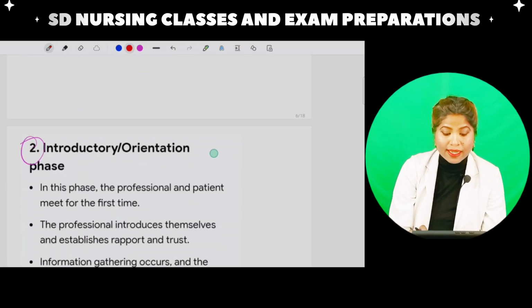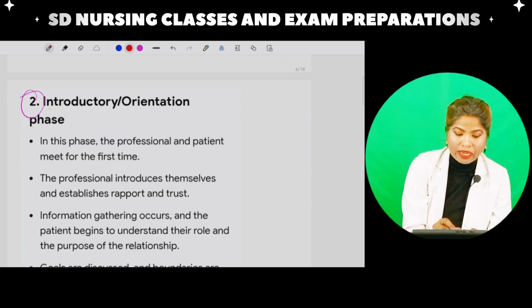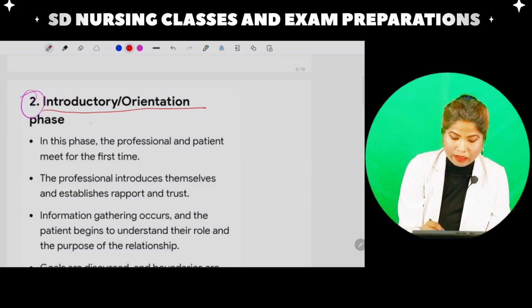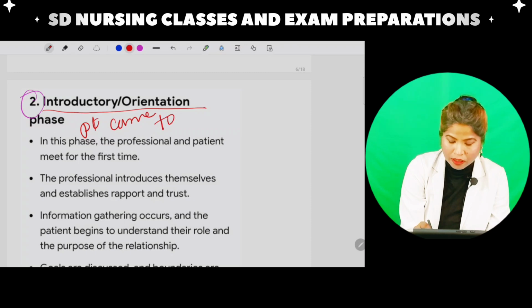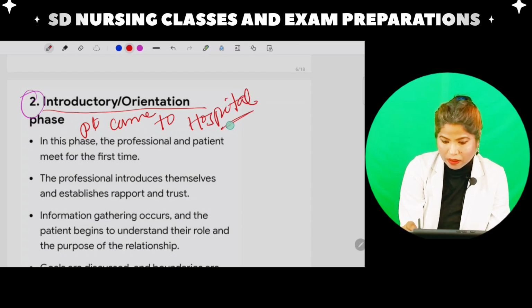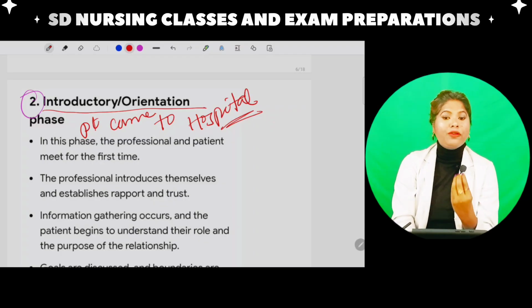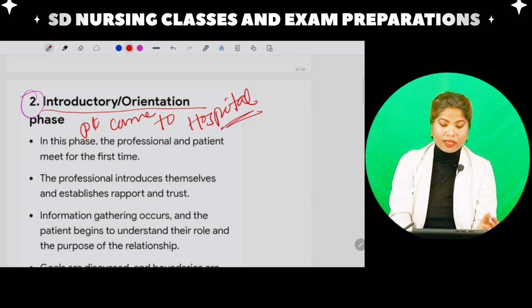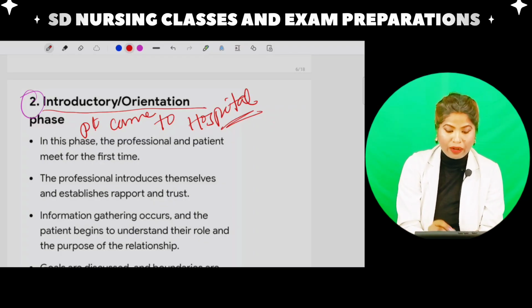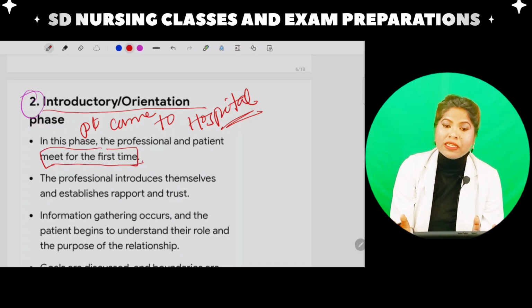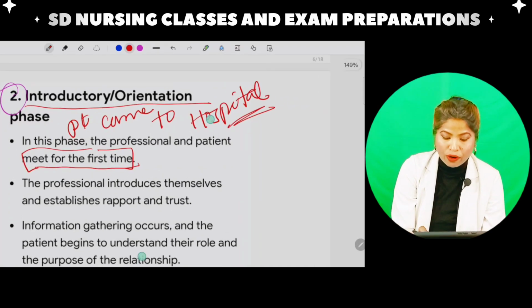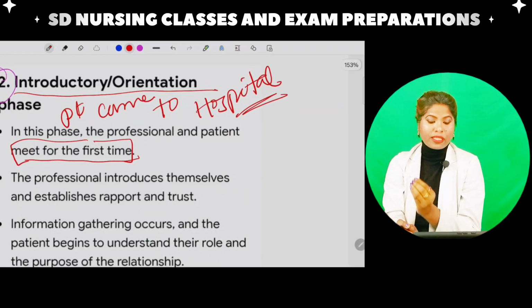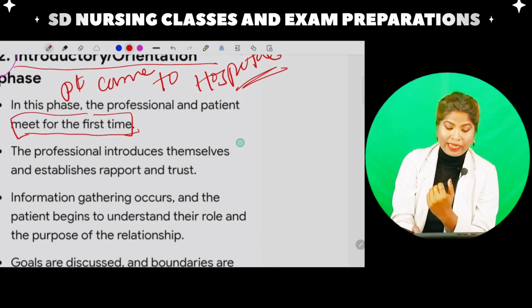Second is the introductory phase, which means introduction. Yes, the patient came to the hospital. So practically you are meeting the patient in the introductory phase. They meet for the first time. In this phase what happens? They meet first time together, and the professional introduces themselves and establishes a relationship.